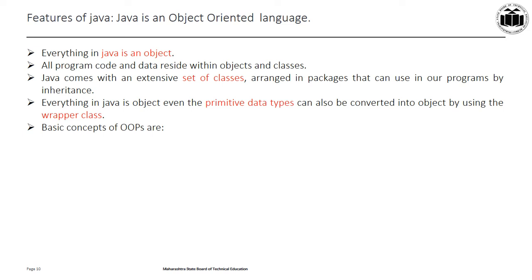Our third feature is that Java is an object-oriented language. Everything in Java is an object. All program code and data reside within objects and classes. Java comes with an extensive set of classes arranged in packages that we can use in our program by using the concept of inheritance. Even the primitive data types can be converted into objects by using the concept of wrapper classes. The following are the basic concepts of OOP: object, class, inheritance, polymorphism, abstraction, and encapsulation.